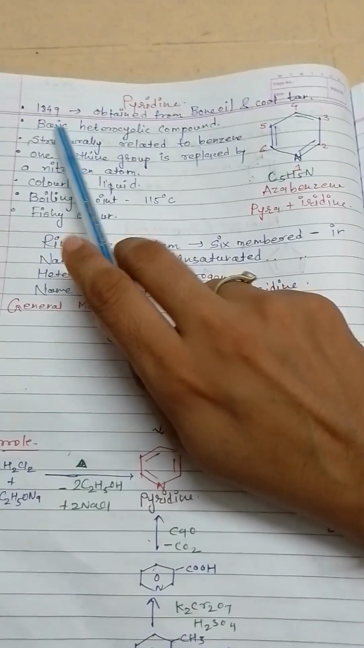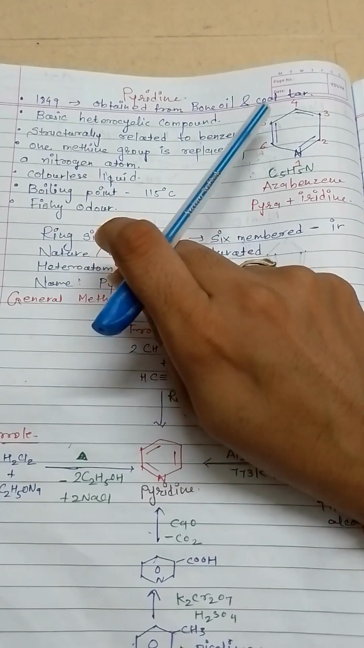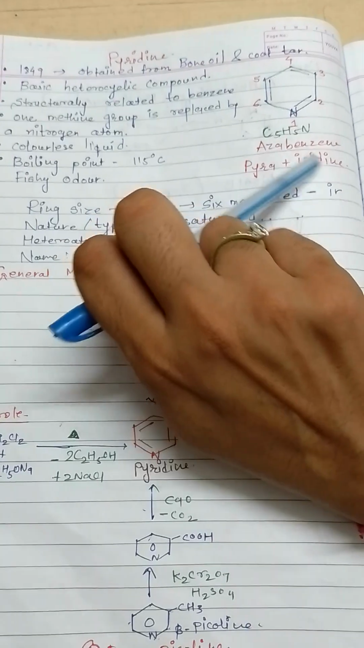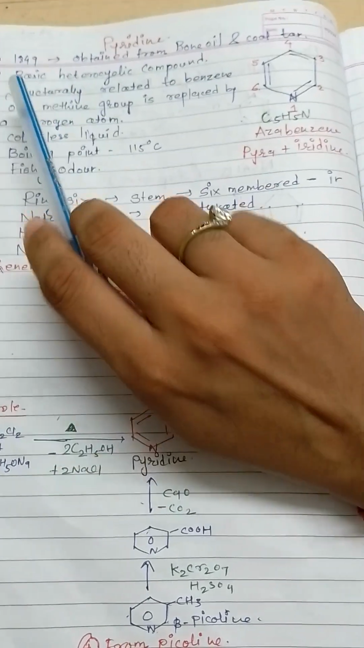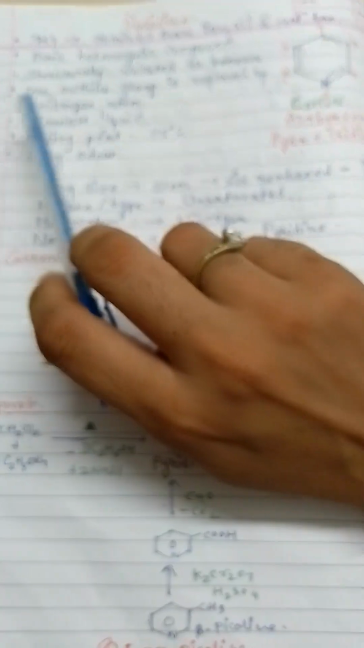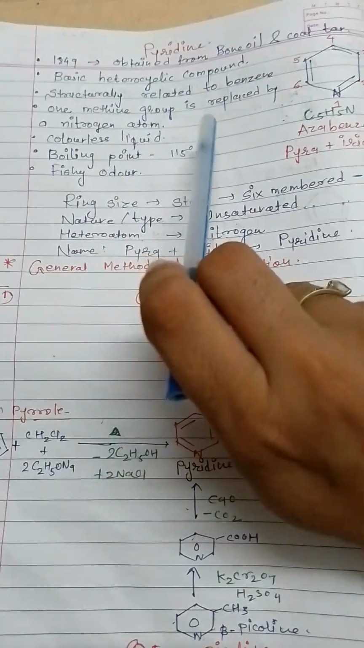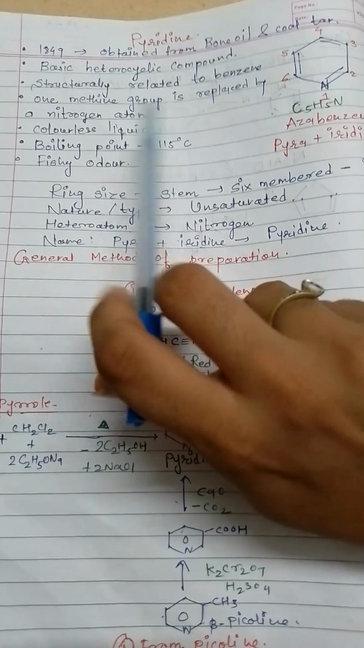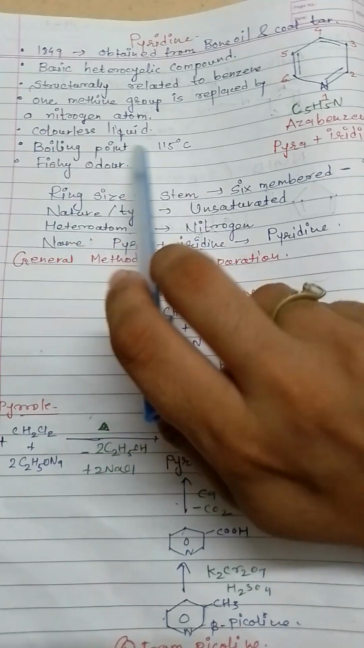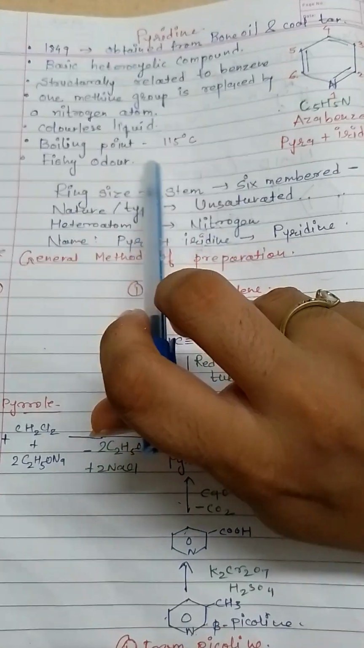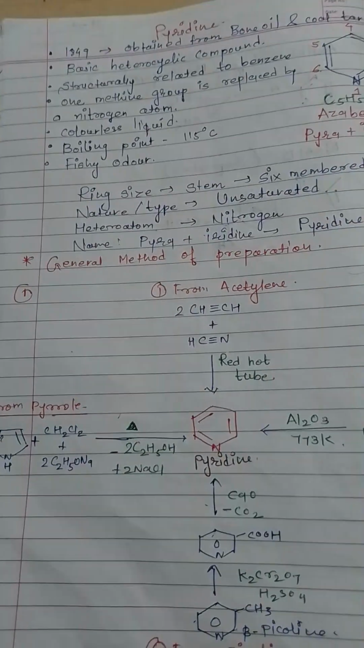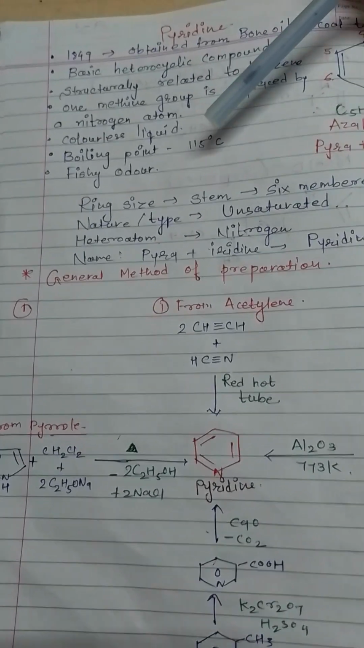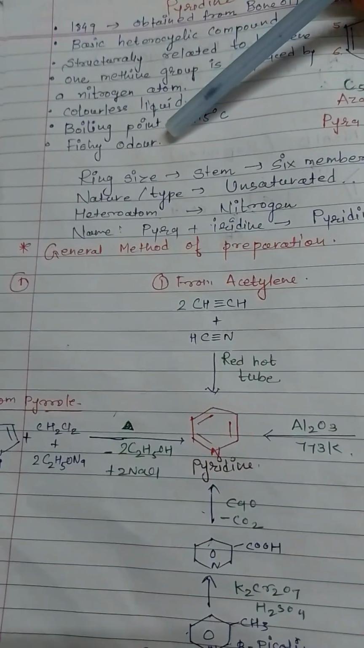It was first obtained from bone oil and coal tar in 1849. It is basic because of the presence of nitrogen. It is a basic heterocyclic compound, structurally related to benzene, of course with one methine group replaced by a nitrogen atom. It is a colorless liquid. Its boiling point is 115 degree centigrade, and it has a fishy odor.